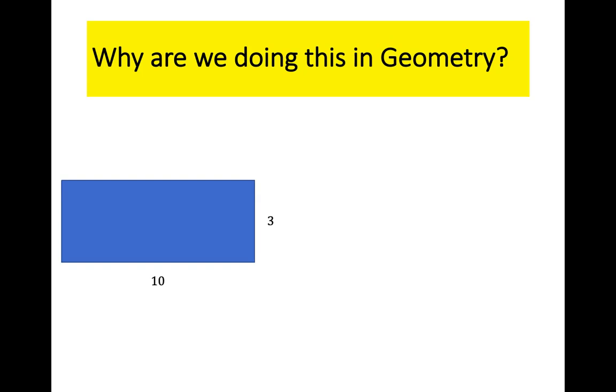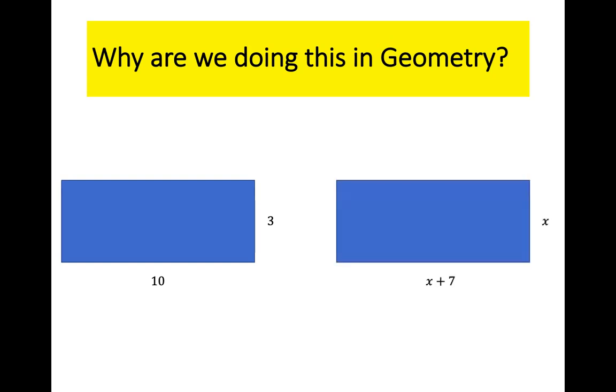So what they're going to do in geometry is, instead of it being 10 or instead of it being 3, it's going to be an x. Oh, by the way, these are both exactly the same. So if you multiply these two together, you don't get 30. You get x squared plus 7x, and that's got to equal something. We know it equals 30. We just don't know that because we don't even know what these two numbers are.